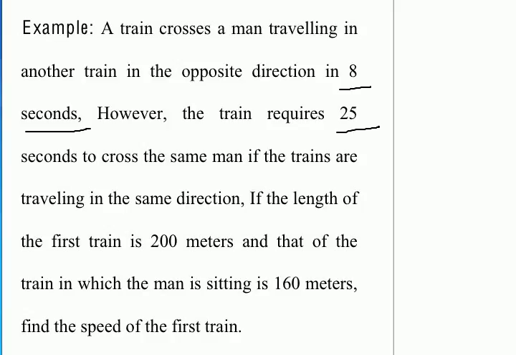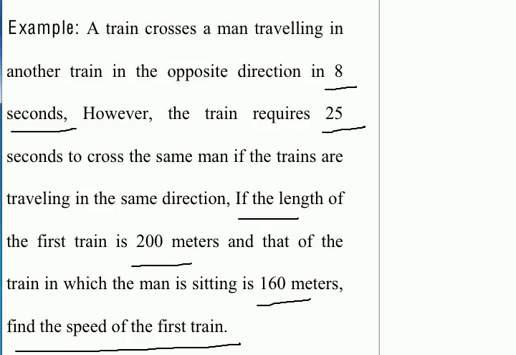Now the question goes on, if the length of the first train is 200 meters and that of the train in which the man is sitting is 160 meters, find the speed of the first train. So essentially you need to find the speed. So let's try to put the data in the problem in the form of a diagram.